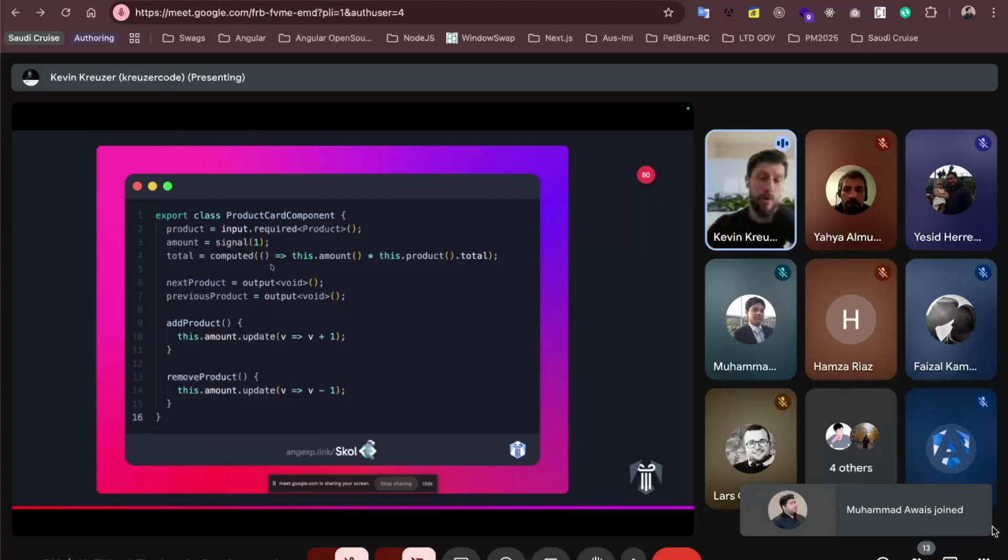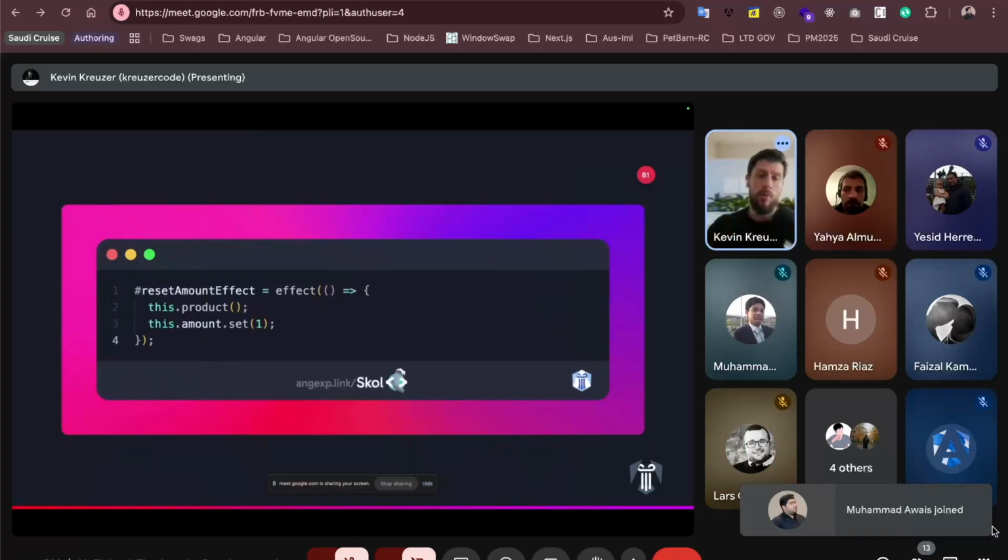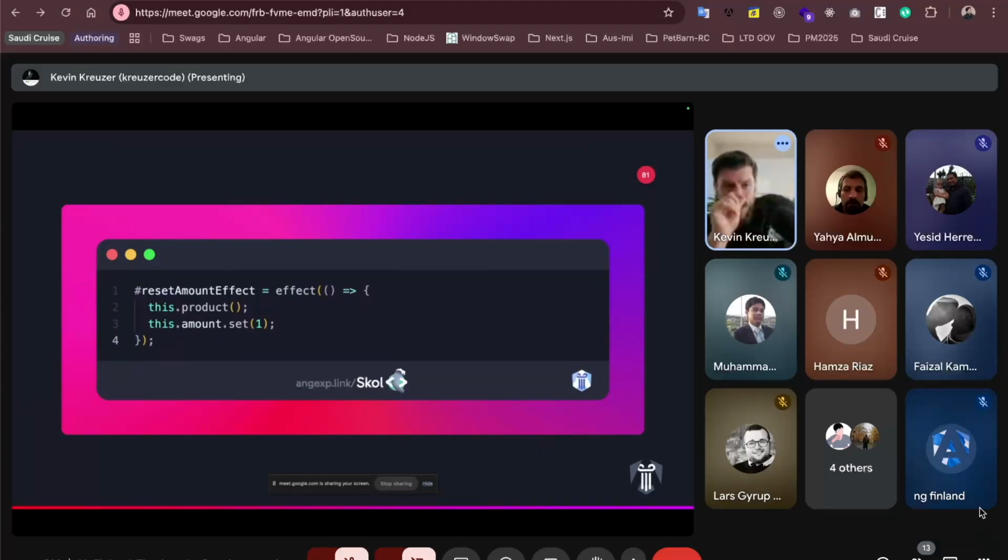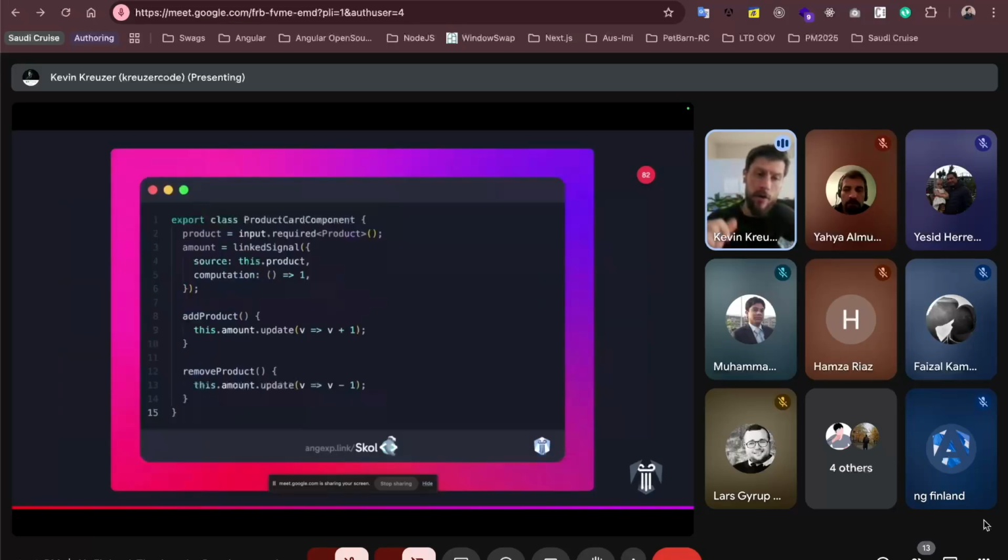Now, when the product changes, we need to reset the amount to 1. What we did in the past was we had something like this, a reset amount effect, which was triggered whenever the product changes, and then it was setting the amount to 1. So it was setting on another signal. And this can now nicely be avoided by using a linked signal.